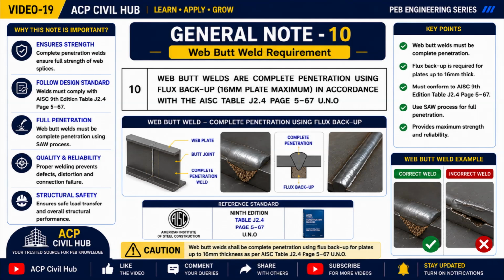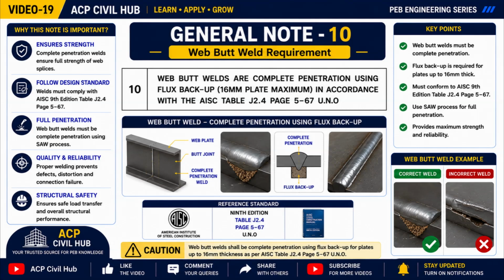General Note Number 10 explains the requirement for web butt welds used in built-up steel members. According to this note, web butt welds shall be complete penetration welds using a flux backup for plate thicknesses up to 16 mm, unless noted otherwise.